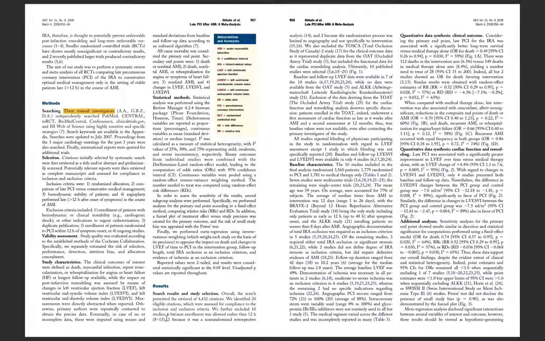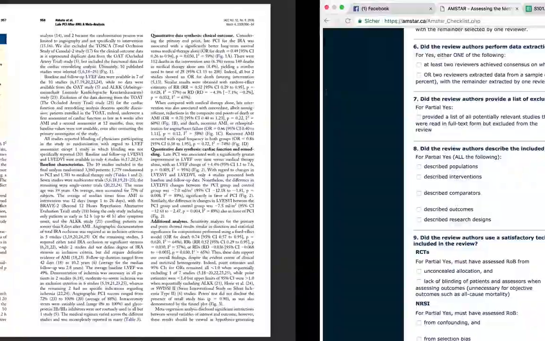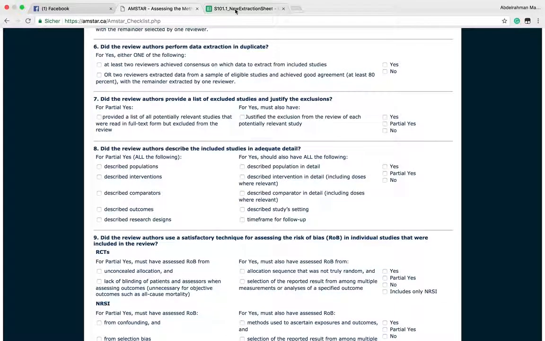Again, we identified 20 eligible citations which were assessed for compliance to the inclusion and exclusion criteria. We further excluded 10 studies, 6 because of and so on. So yes, they provided a list.